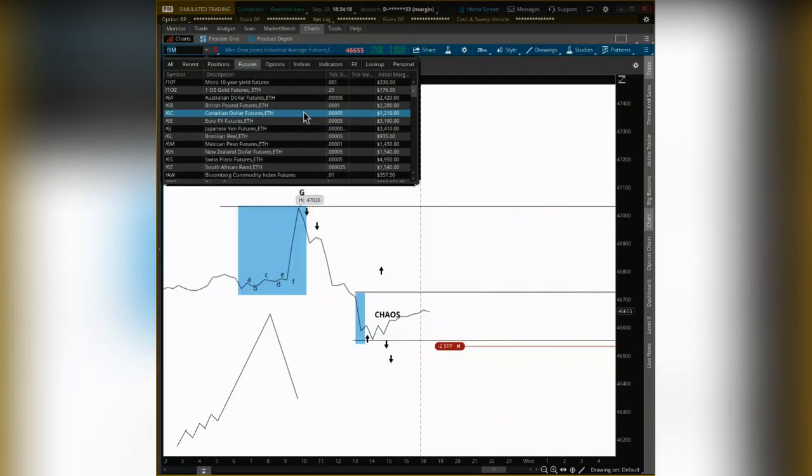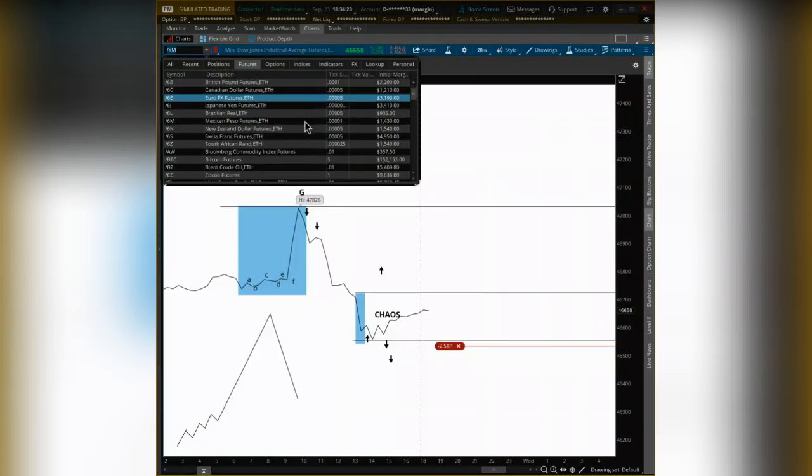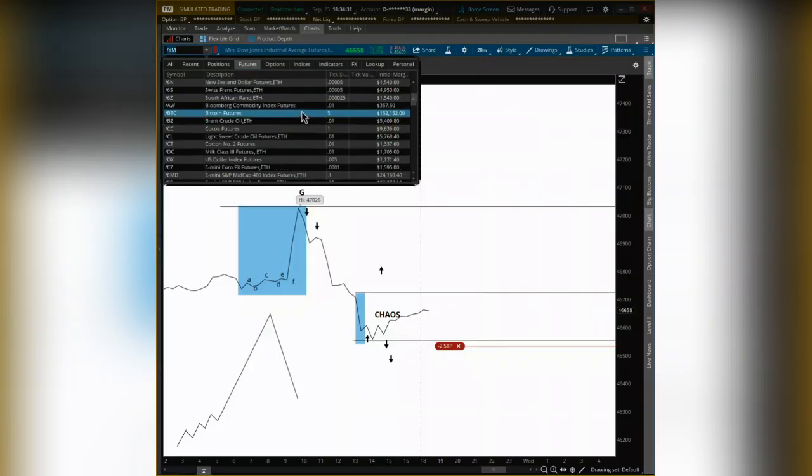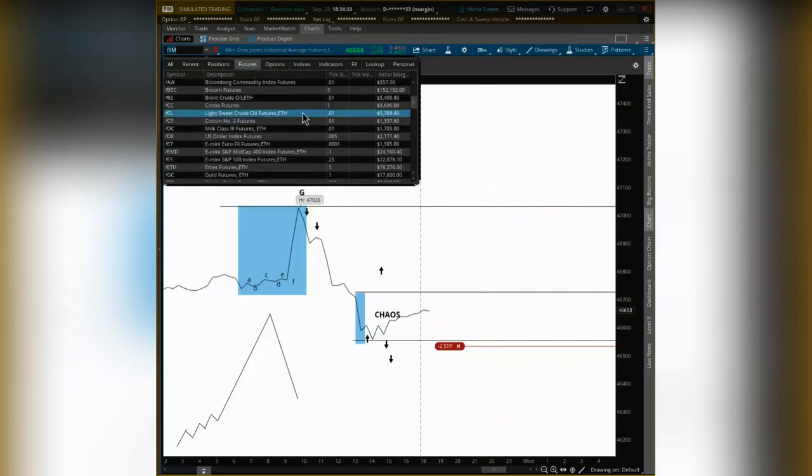What the heck was 6 exclamation mark? You sent that to me a couple times. What was that all about? So that's the Aussie dollar. Oh, okay. So the Aussie dollar futures. Let me find the NQ here, or something similar to it.